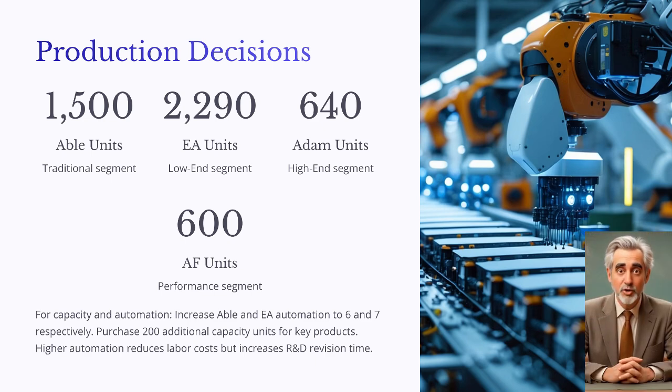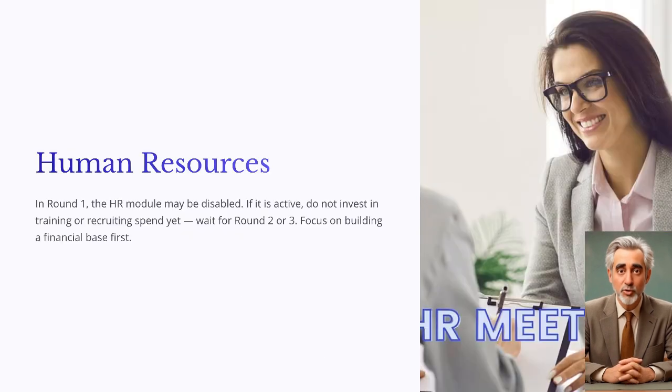Part 5. Human resources. In round 1, the HR module may be disabled. If it is, skip it. If it's active, do not invest in training or recruiting spend yet, wait for round 2 or 3. Focus on building a financial base first.